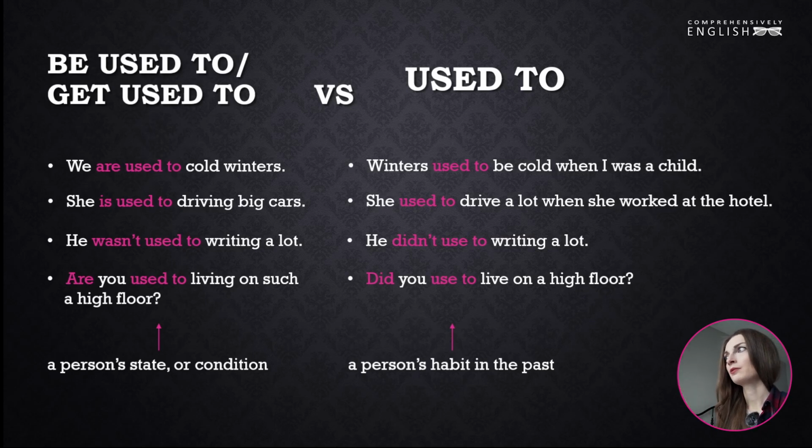So once again, to sum it up, when we use be used to or get used to, we are talking about a person's state or condition, and we can use it in different tenses. When we use used to, we speak about the actions which repeated in the past, which were habitual in the past, but doesn't happen anymore. And used to can only be used in the past. Yeah, we use it in the past simple tense. Okay.